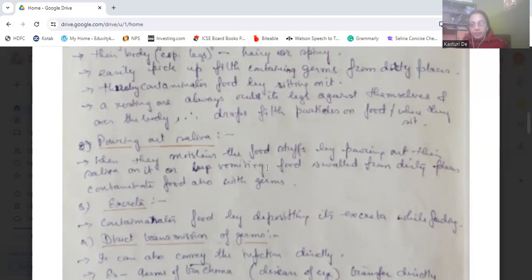Then excreta. The flies carry some germs from the filthy place, that they have in their body, and when they sit on food which is not being covered, or any drink, they will drop their excreta into it, thus making it contaminated. Again, direct transmission.